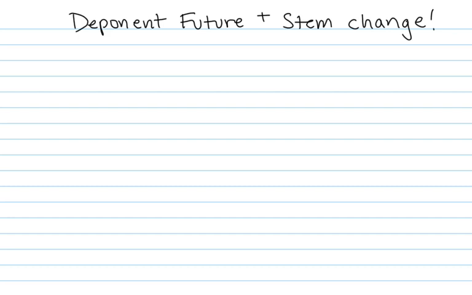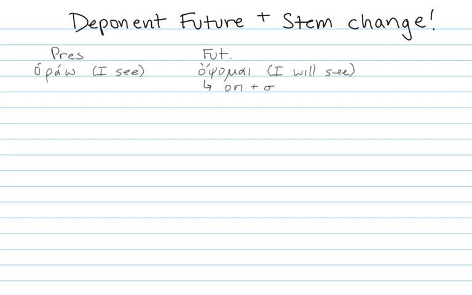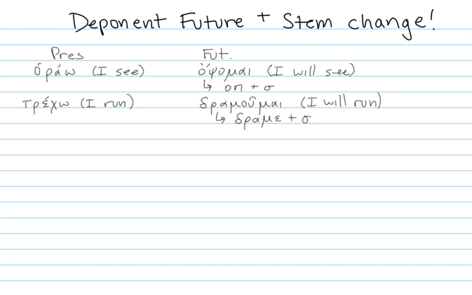Let's look at a few more, and specifically these ones have dramatic stem changes for the future tense. So horao, I see, but opsomai, completely different stem, I will see. So the stem for the future is op plus sigma, which then becomes psi. Trecho, I run, future is dramoumai. Again, just completely different stem, comes out of nowhere. It's drame plus sigma plus omai, but then the sigma goes away between the two vowels and you contract epsilon and omicron.